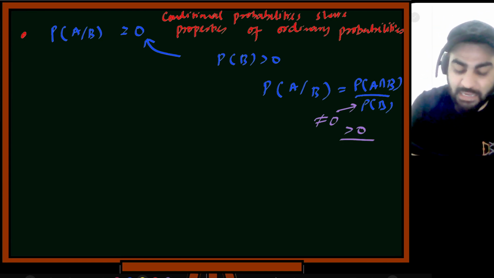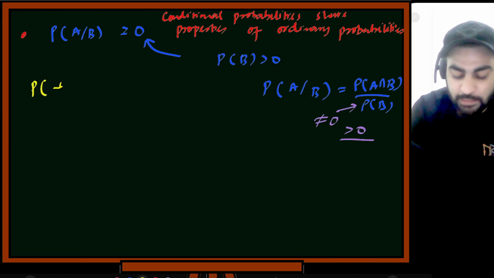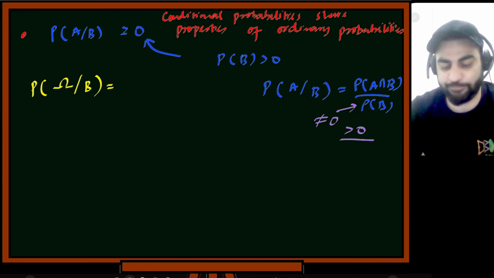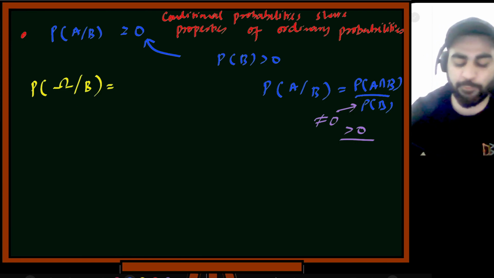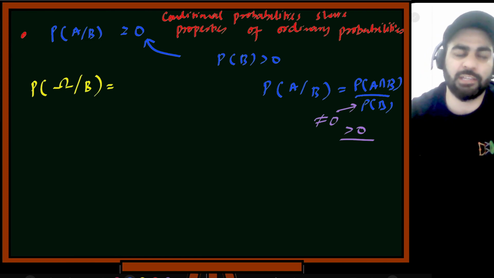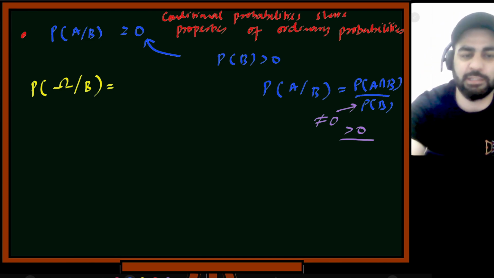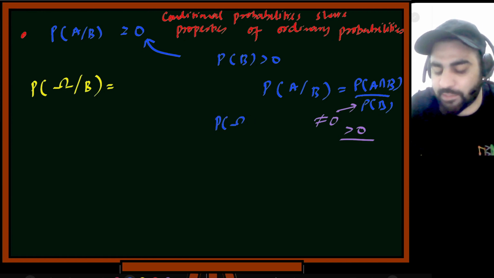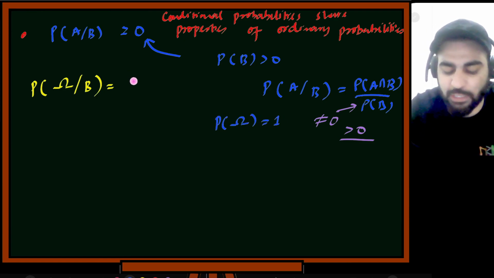Now if we have the whole sample space, what is the probability of the whole sample space given that B happened? What should this be equal to? If some event happened and we are asking for the probability of the sample space given this, what should it be? By definition, the probability of the whole sample space is equal to 1, so this should be equal to 1.